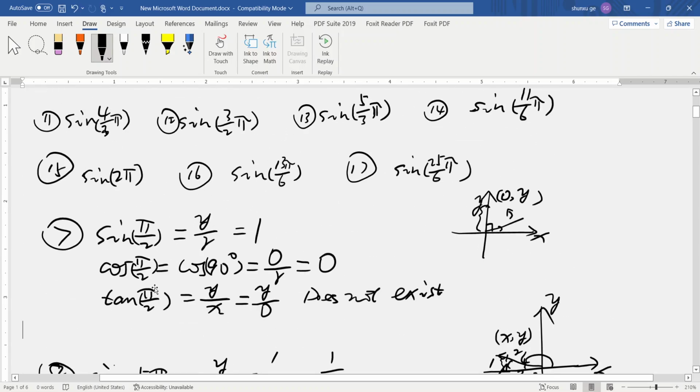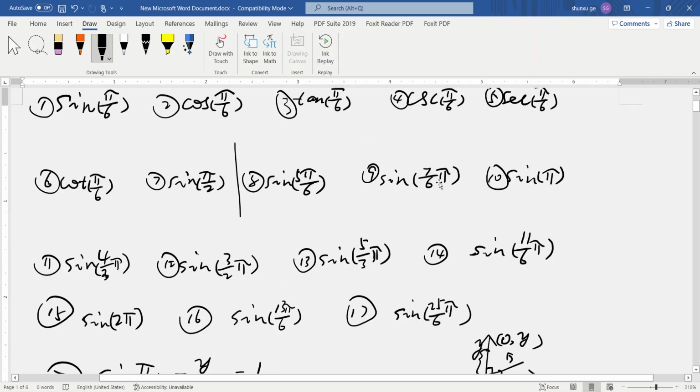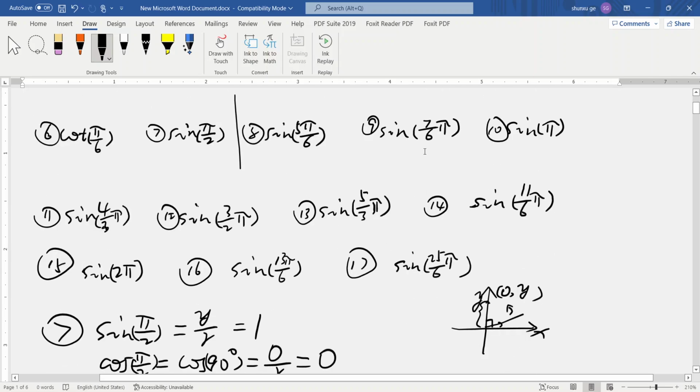Then we find another question, question 9, saying 7 pi over 6.